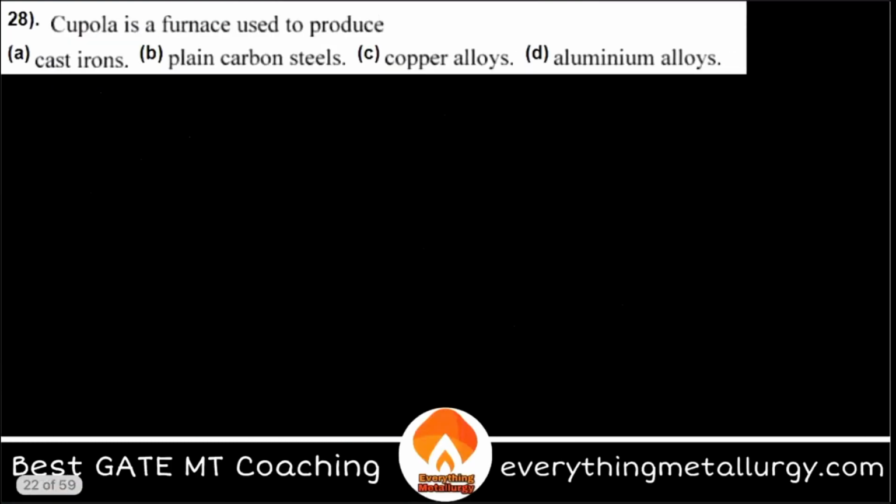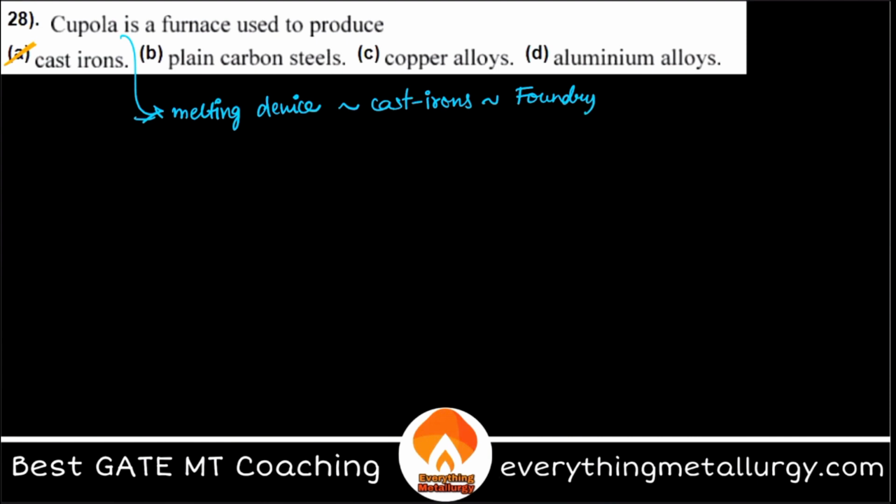Now going to the next question, cupola. Cupola furnace is famously used to melt cast iron. So it is basically a melting device. Cupola furnace is used to melt cast irons, obviously, in foundry shops. So in foundry shops, in order to melt, cupola furnaces are used. These are like small furnaces.